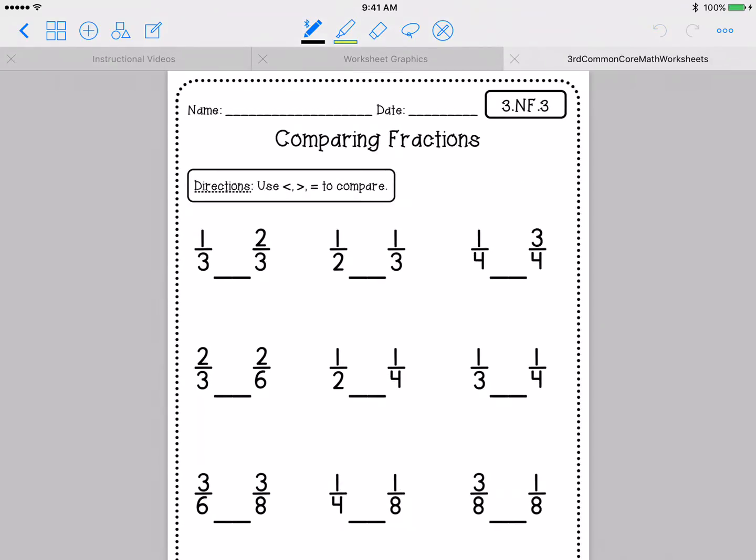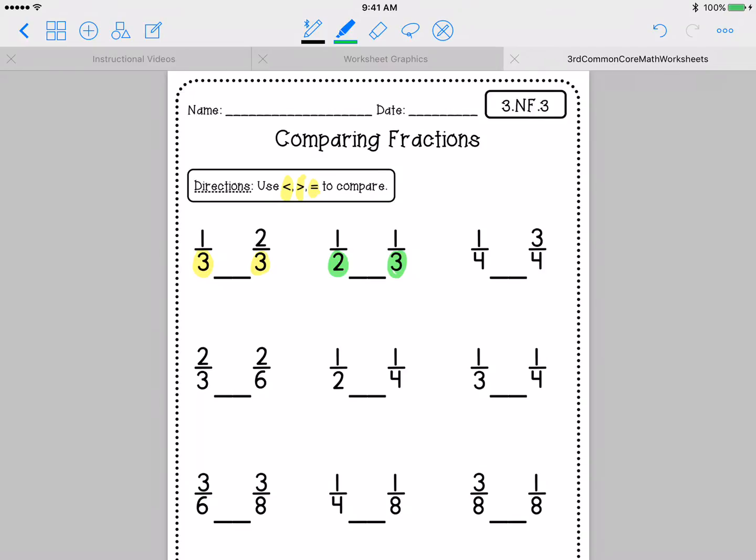This one is comparing fractions. So we're going to use the less than, greater than, or equal to signs to compare. So when we're comparing fractions, we have to do two things. We have to see if the denominators are the same or if they are different. Okay? We need to determine if the denominators are the same or are they different. If they are the same, we've got to think about our pictures here. Looking at number 1, they are the same.